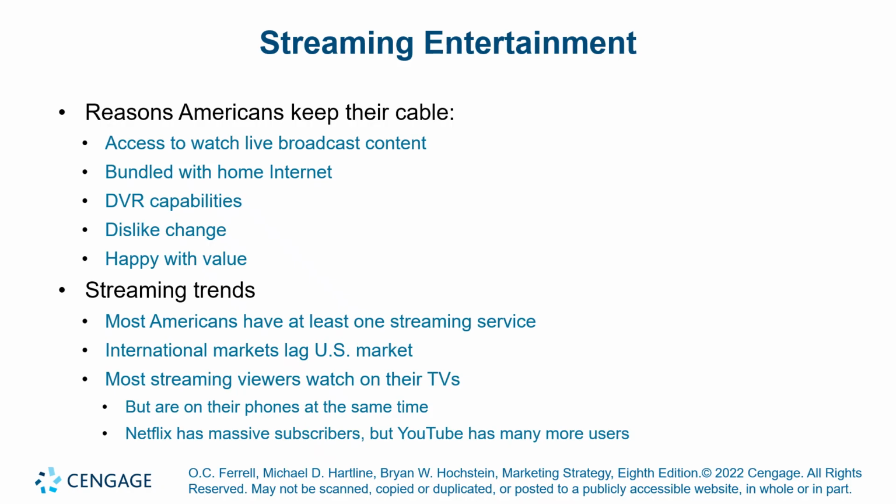The cable is bundled with home internet, right? So they have home internet, they have that, right? There are DVR capabilities. They can record it and play it back, right? And they have the ability to flip channels, and they're happy with the value they have. That's why some Americans still keep their cable, right?